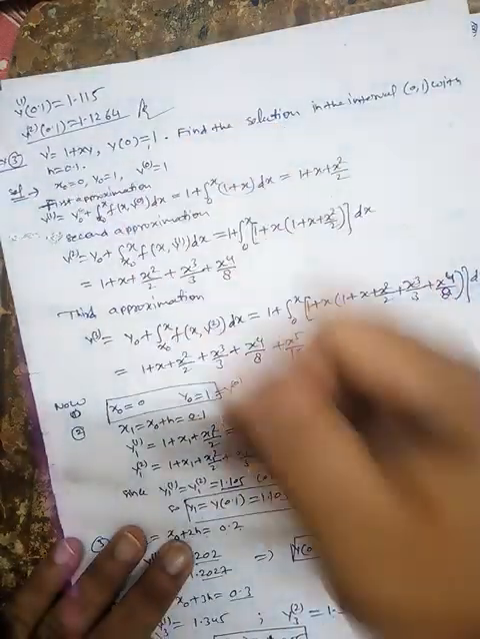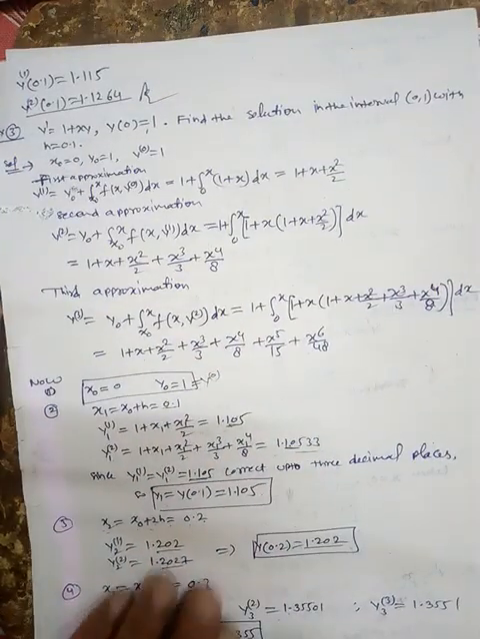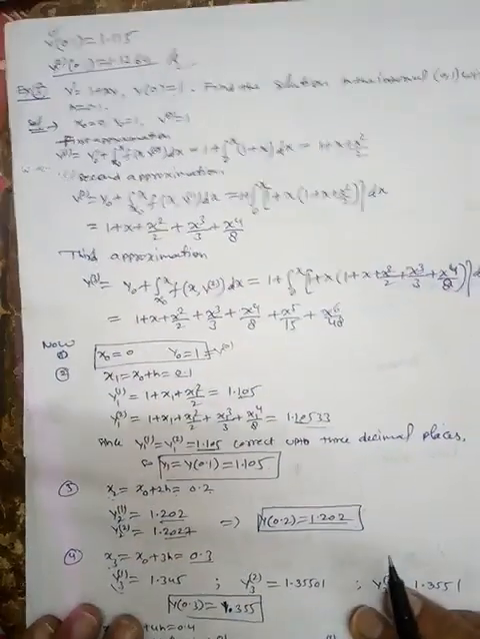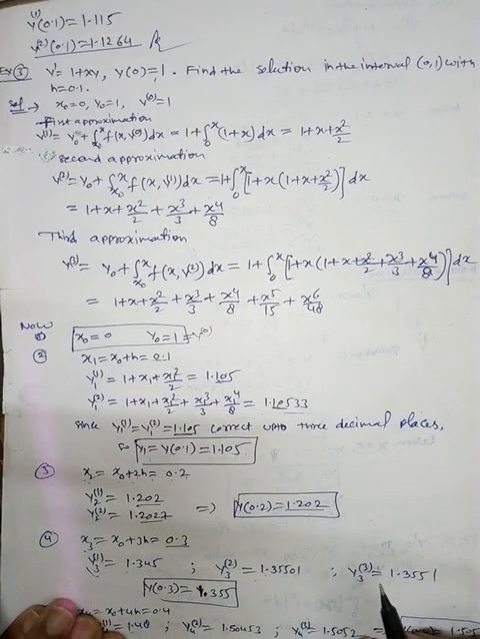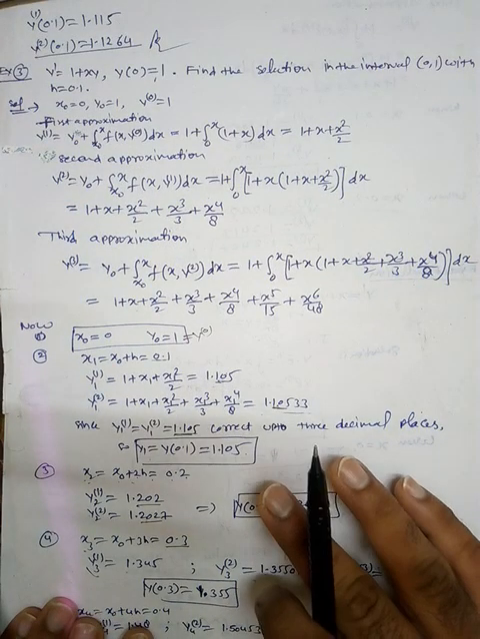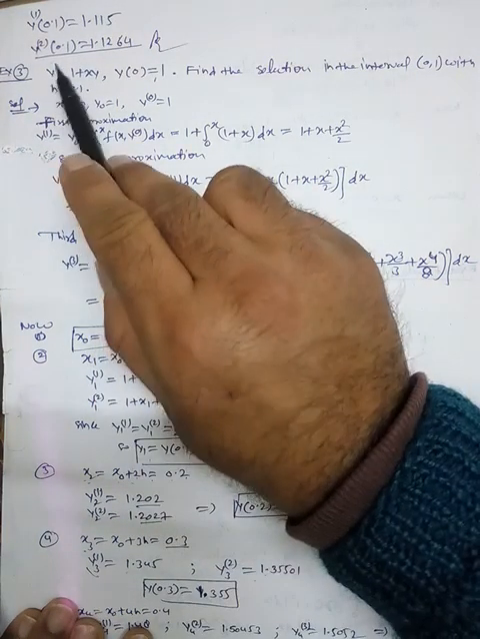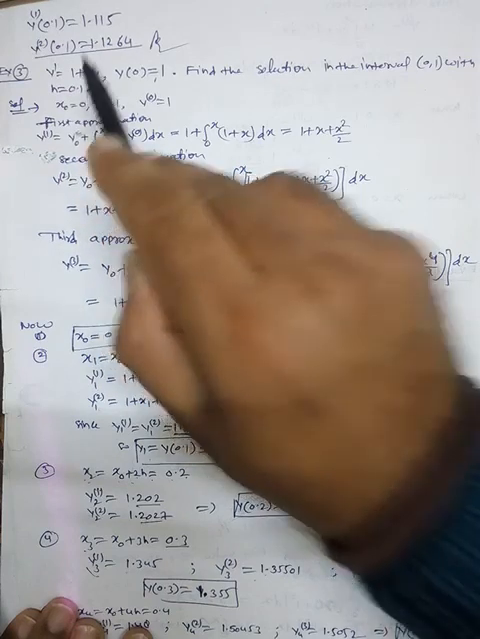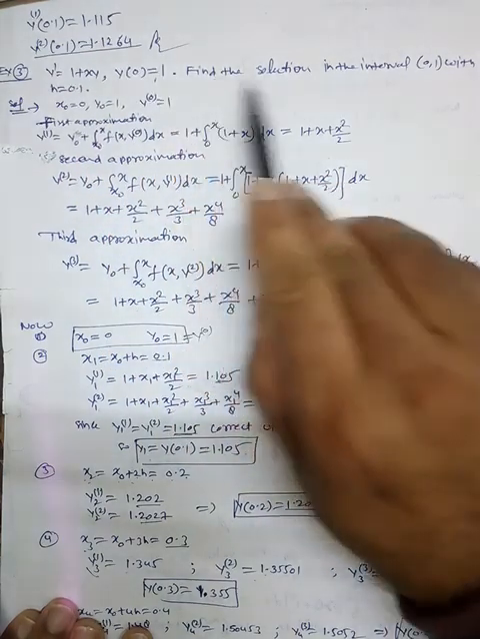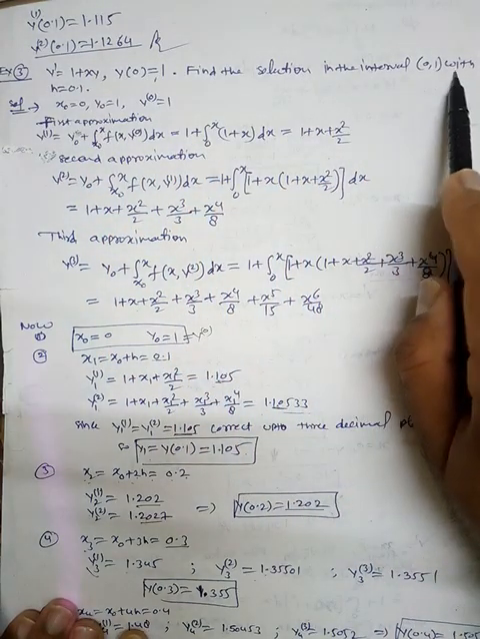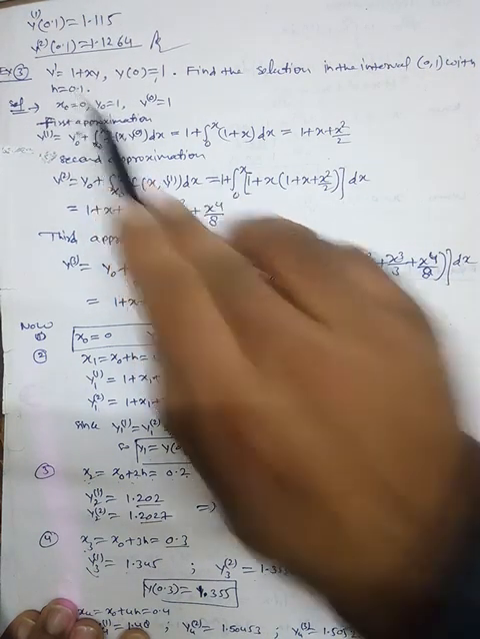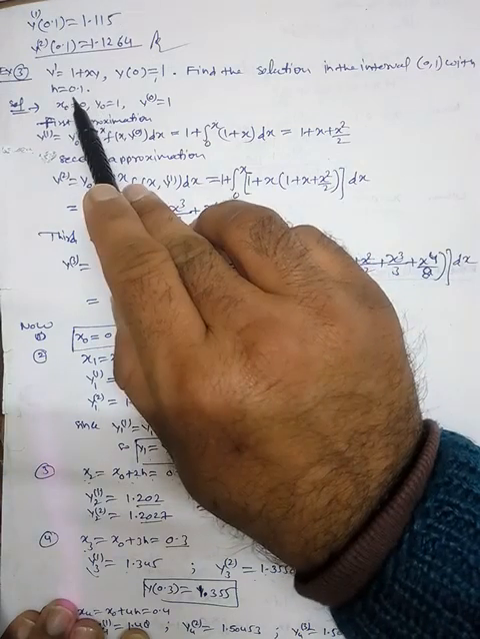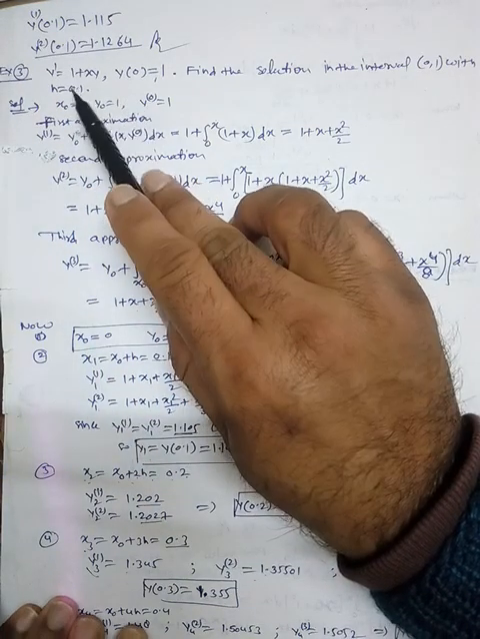This is the third example. I am not discussing this example, but I am showing it to you. You just note down this example, and you can clearly understand the method. The problem is y dash is equal to 1 plus xy, y at 0 is 1. Find the solution in the interval 0 to 1 with h equal to 0.1. So in the interval 0 to 1 you want to find the solution, and h is 0.1.